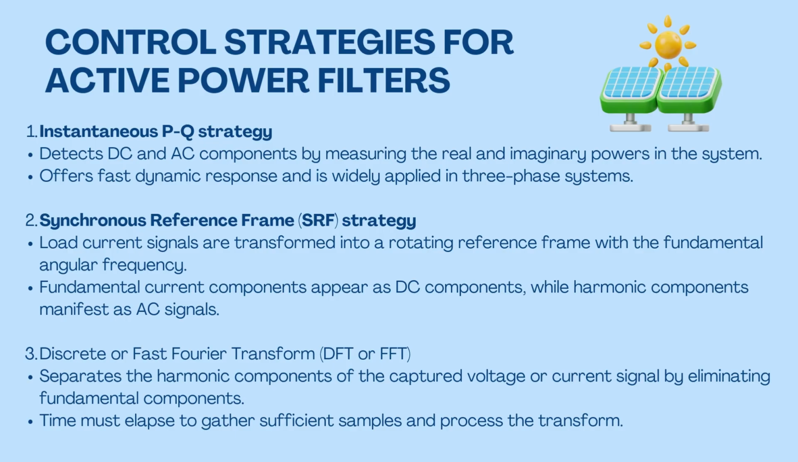The third strategy is the discrete or fast Fourier transform, which separates the harmonic components of the captured voltage or current signal by eliminating fundamental components. However, time must elapse to gather sufficient samples and process the transform, since this is not a real-time method.